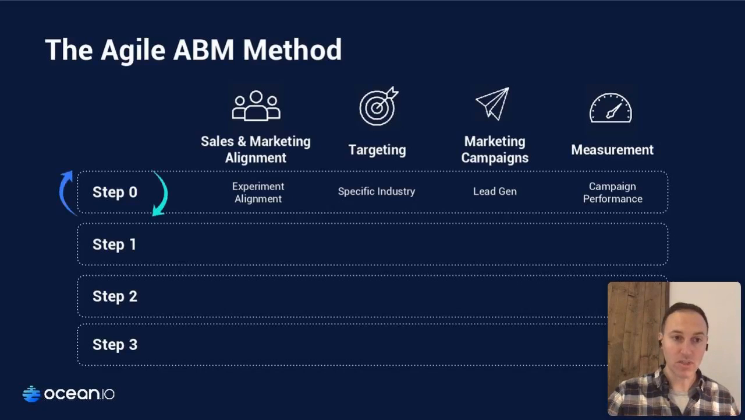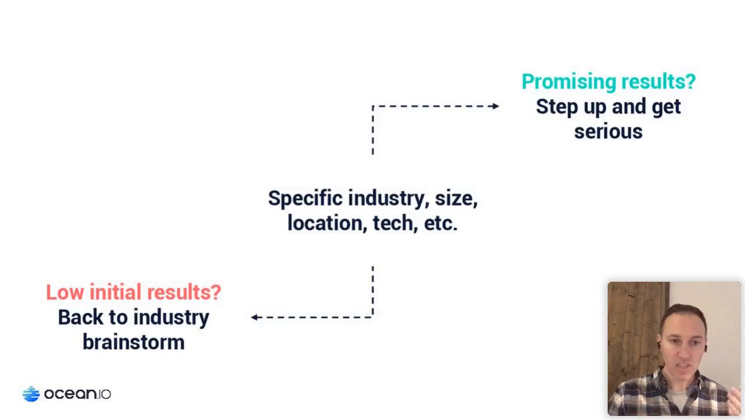So the key to making this an agile approach is that step 0 is something you can repeat again. You don't need to focus on going to step 1 until you've found something that is successful, specifically with this industry. So I would say you start with one industry. If the results are promising, step it up. Say, let's get serious. Let's bring in more marketing resources, more salespeople. Let's get everyone on the same page and go towards this industry.